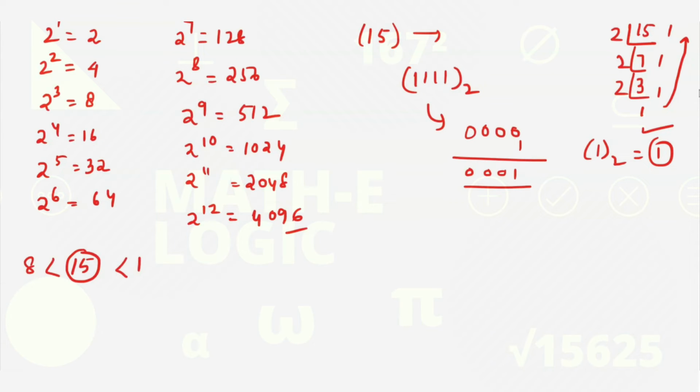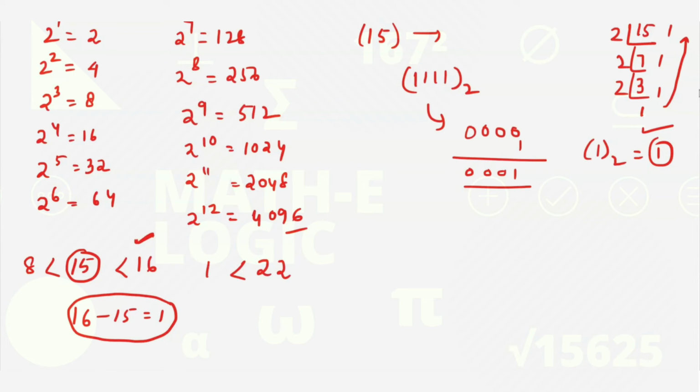How? Suppose we take the same example, 15. Which number in that table is greater than 15? 16 is greater than 15, right? So you just subtract 15 from 16. You get 1. So the 2's complement of 15 is 1.